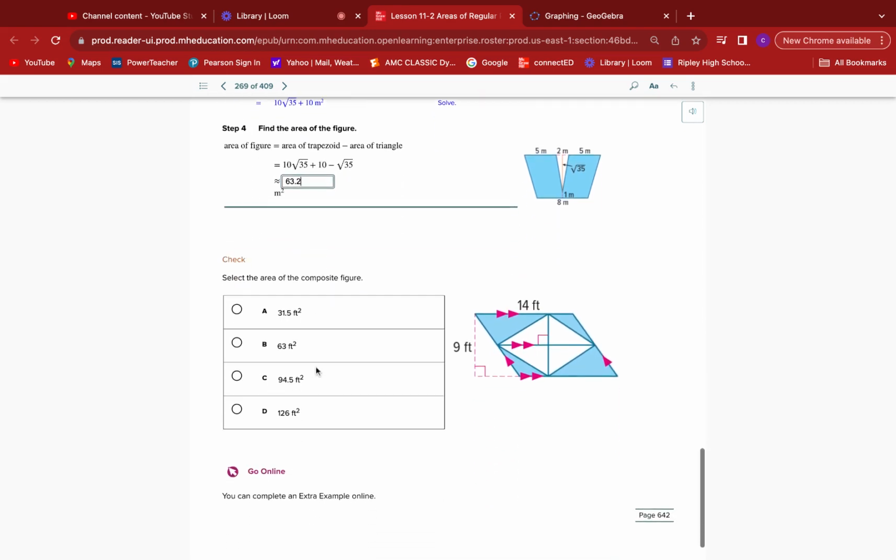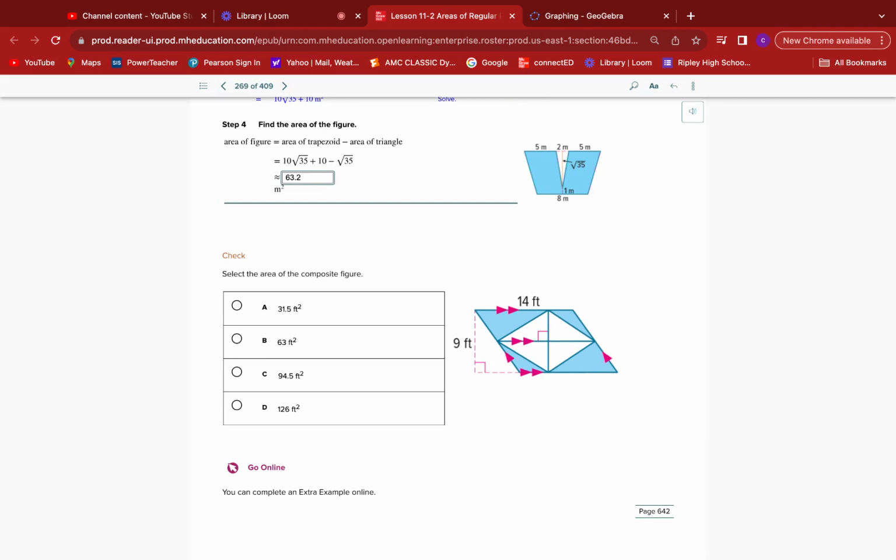All right, check. Last problem on the page, 642 at the bottom. And they want the area of this composite figure. All right, well, I'm going to find the area of the big figure, which is a parallelogram. And I'm going to subtract off the unshaded part on the inside, which looks to me, this is a rhombus. Yes, it is. It's a rhombus. All right. So I'm going to subtract off the rhombus, and that's going to give me the area of the composite figure.